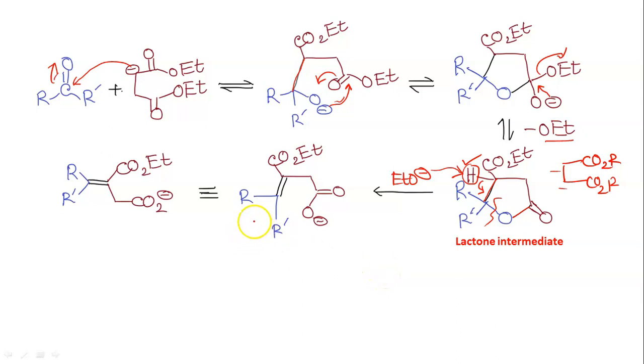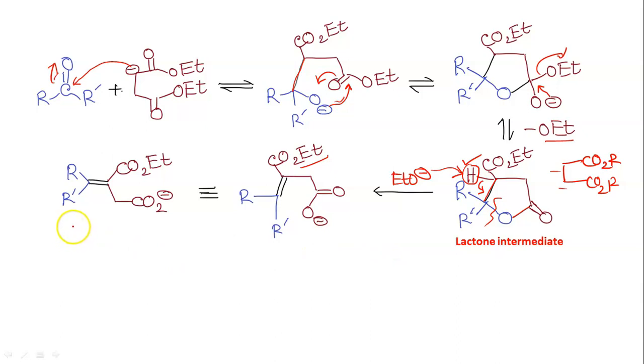Now finally we are getting the alpha beta unsaturated product. Now if you consider the CO2Et group, we can hydrolyze it. It will be converted to CO2H, and then by decarboxylation one of the CO2H groups will be removed.